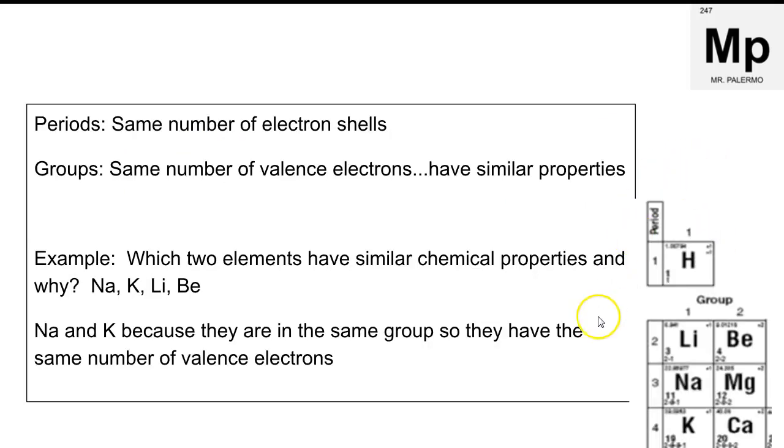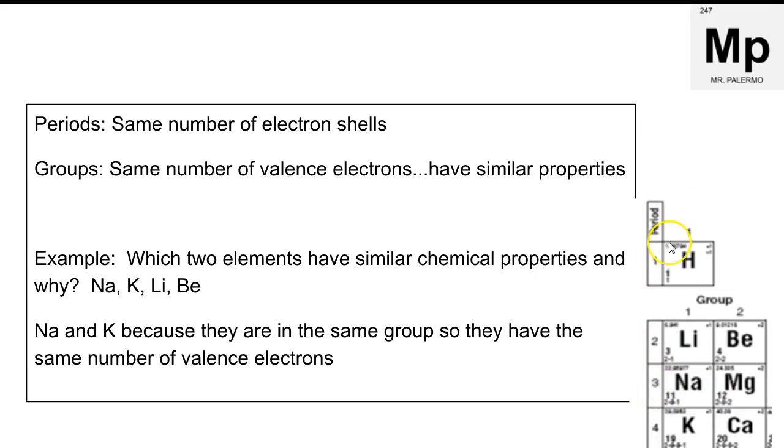In a period, so going across, like say period 2 here, there are the same number of electron shells. So period 2 has 2 shells, period 3 has 3 shells, period 4 has 4 shells. And we can even see that from the electron configuration that they match up. We have 3 numbers here indicating 3 shells.